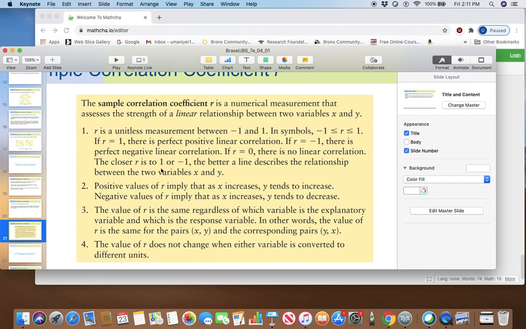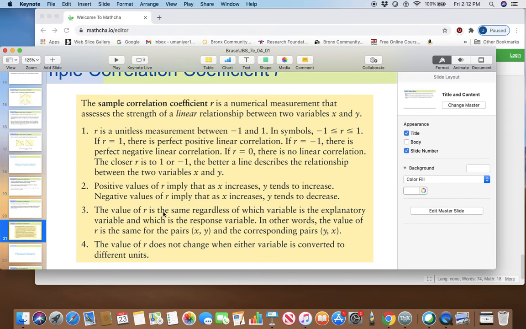The closer R is to either 1 or negative 1, the better a line describes the relationship between two variables x and y. Positive values of R imply that your points climb up. As x increases, y increases. Negative values of R imply as x increases, y decreases. That is, points are falling down.